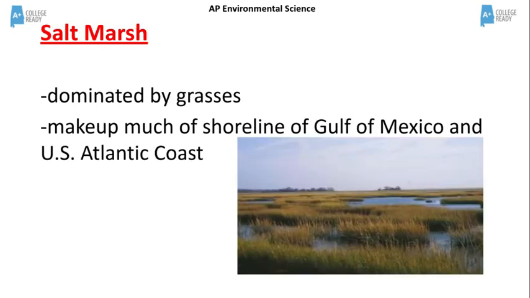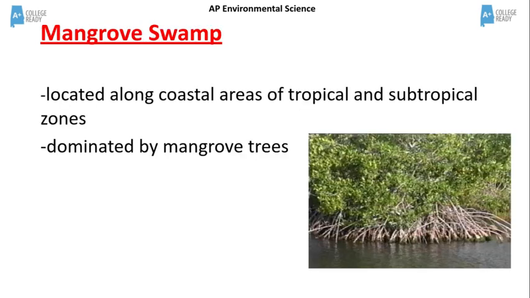A salt marsh is a coastal wetland characterized by grasses. They make up much of the shoreline of the Gulf of Mexico and the Atlantic coast. Mangrove swamps are dominated by mangrove trees and are located along coastal areas of tropical and subtropical zones.